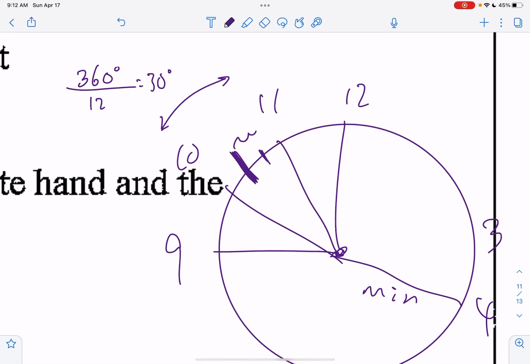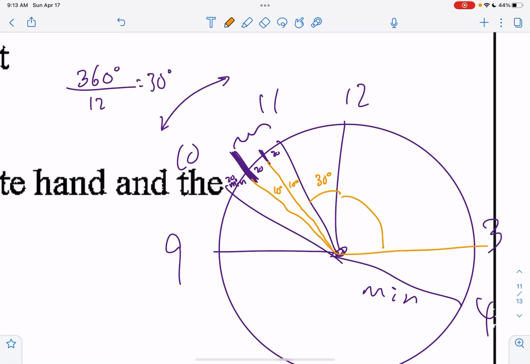You still have 40 minutes left. So this is 20 minutes, and each of these will be 20 minutes. And this would be 30 divided by 3, or 10 degrees each. So if you split this up into smaller pieces, this would be 10 degrees. Each of these will be 30 degrees.